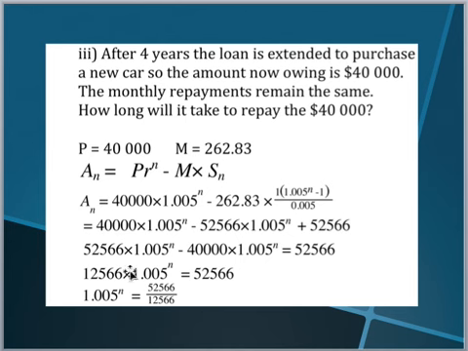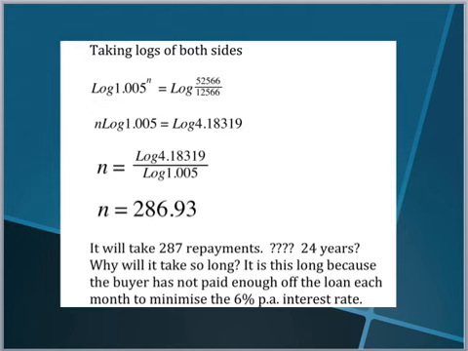So we multiply all of this out and then we group all the 1.005 terms to the left-hand side, and then divide down so that we can get 1.005 to the power n is equal to this. Now to solve this, we need to use logs. So taking logs of both sides, the log of 1.005 to the power n is equal to the log of this. N comes down to the front using your laws of logs.